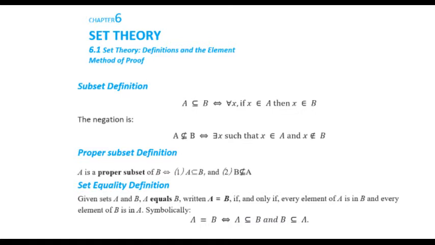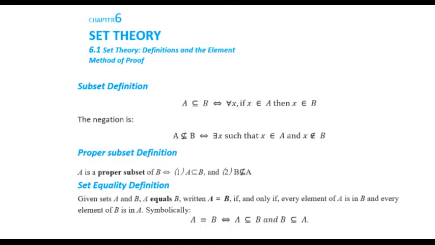And in order to define A not being a subset of B, we need to negate this universal conditional statement, which will become an existential statement like this. We say A is not a subset of B if and only if there exists some x such that x belongs to A and x does not belong to B.